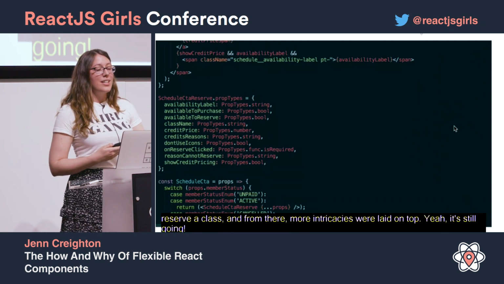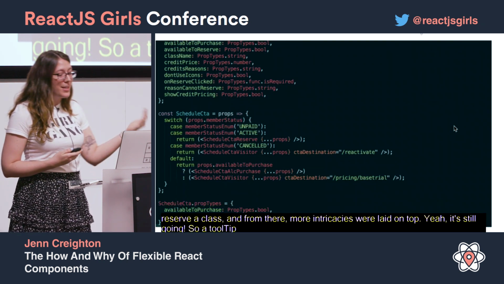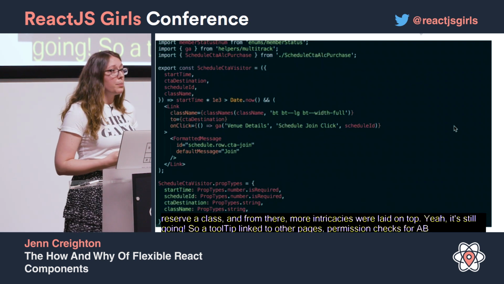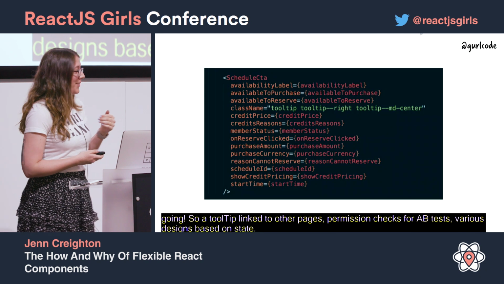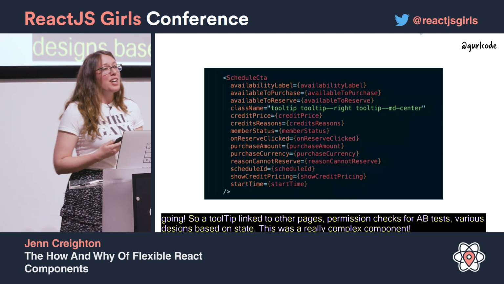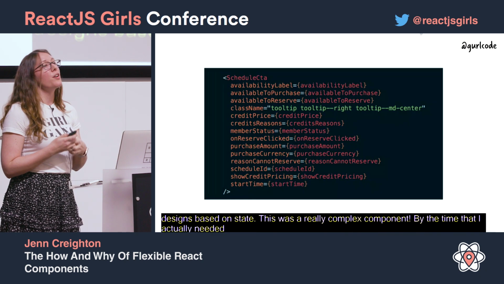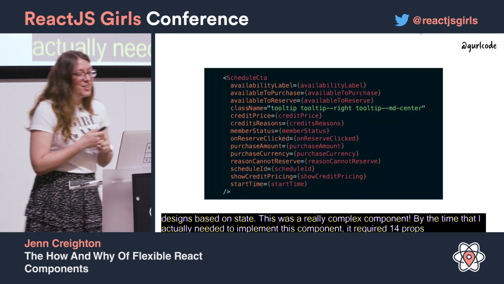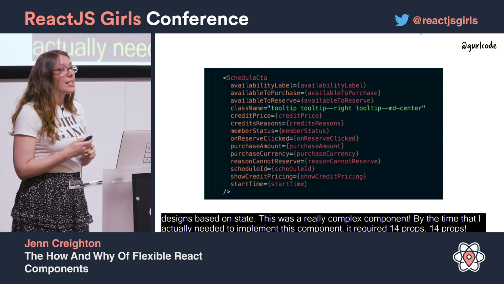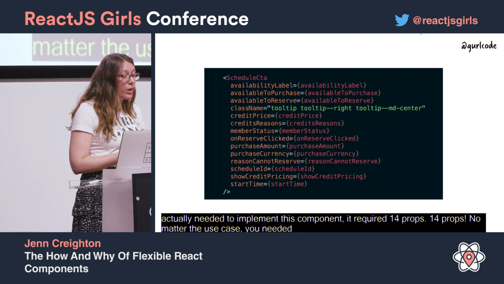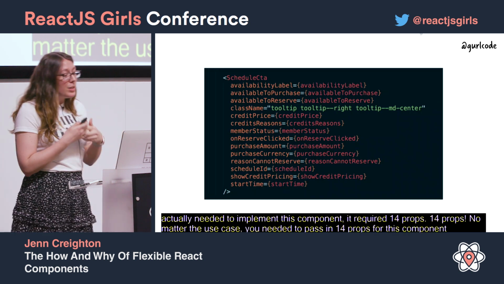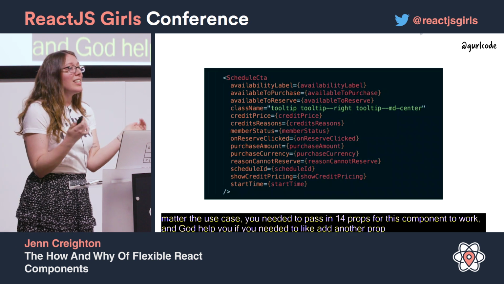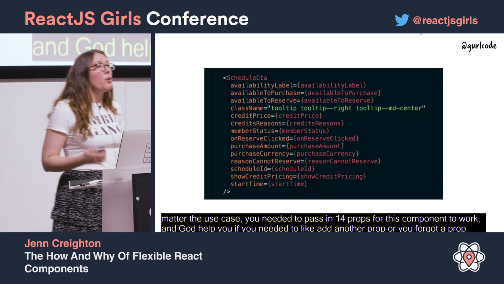So a tooltip, links to other pages, permission checks for A/B tests, various designs based on state. This was a really complex component. By the time that I actually needed to implement this component, it required 14 props. 14 props. No matter the use case, you needed to pass in 14 props for this component to work. And God help you if you needed to add another prop, or you forgot a prop, or you need to change anything about this. So is this component flexible?